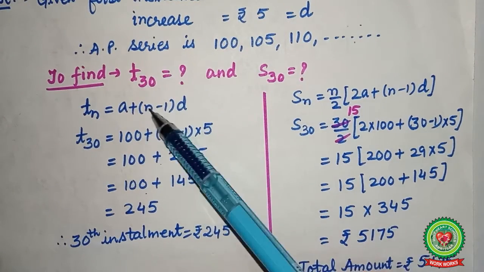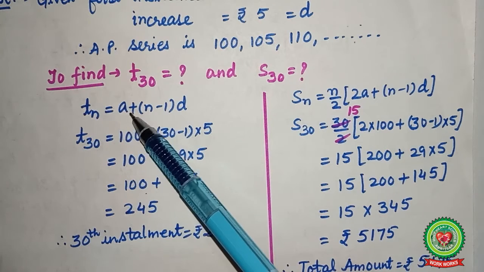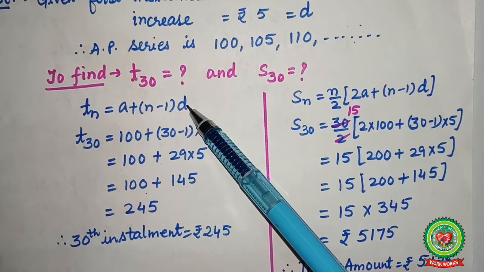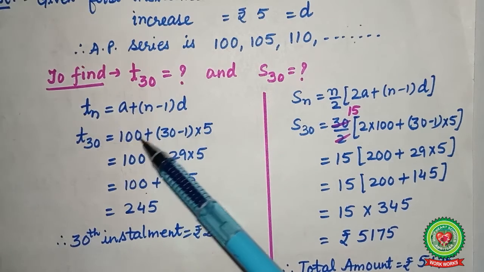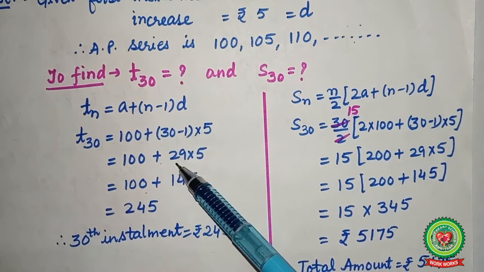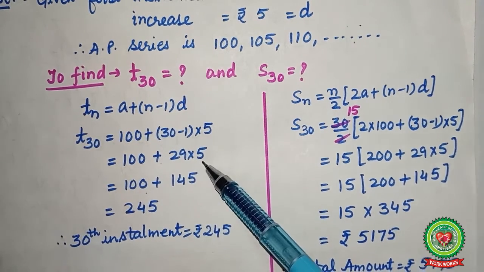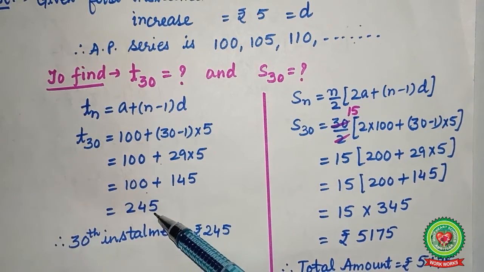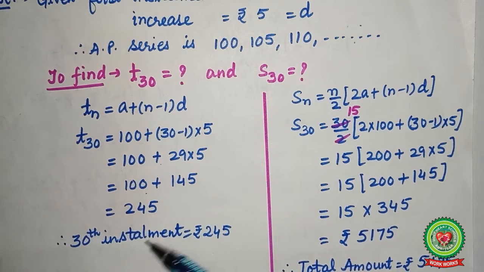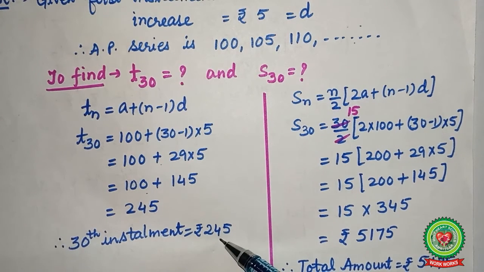Now for the 30th term we will apply the formula directly. The formula is Tn is equal to A plus (N minus 1)D. Put the values. T30 is equal to 100 plus (30 minus 1, that is 29) into 5. So 100 plus 145, the answer is coming out to be 245. So the 30th installment will be rupees 245.